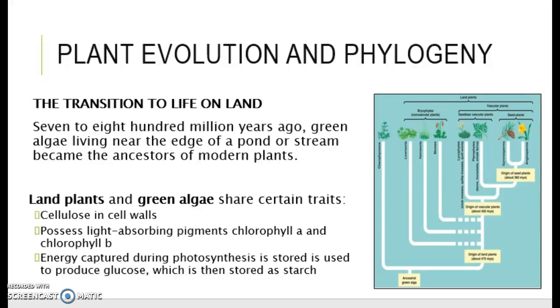I'm not going to read everything to you, but I do want to point out some key factors as I go through this review. When we look at plant evolution and phylogeny, the transition to life on land, 700 to 800 million years ago, green algae living near the edge of a pond or stream became the ancestors of what we know today as modern plants.